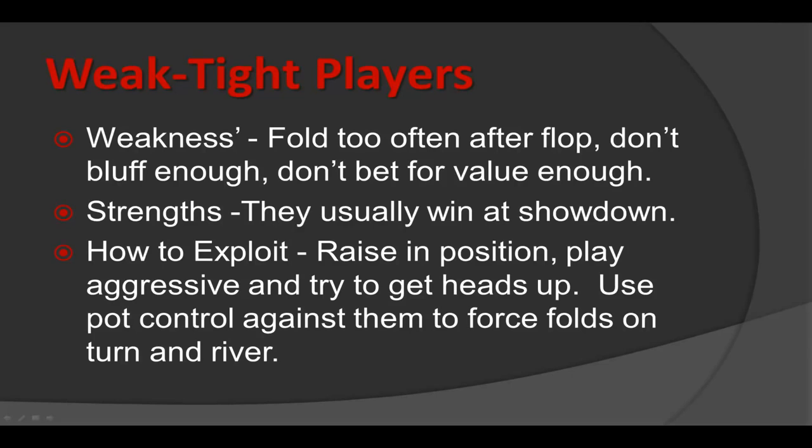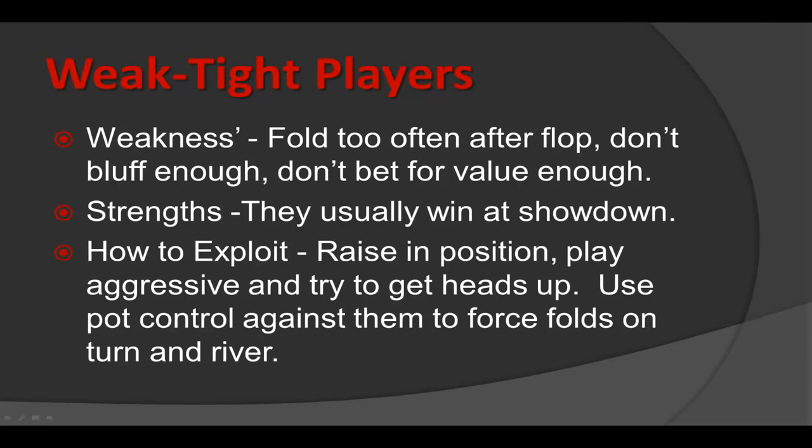So how do we exploit this? Well, first of all, we're going to start out by playing in position. We want to play aggressive. We want to try to get heads up, which means that we want to make sure that we're raising to force other players out of the pot. That way we get heads up with the weak tight player we've identified. We can then play against them and exploit their weakness much better because it's only them in the pot. And the way we do that is by being aggressive and forcing them to fold.